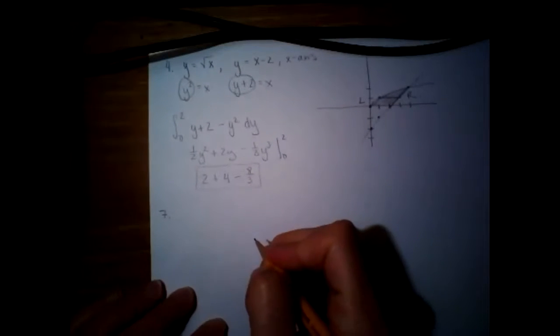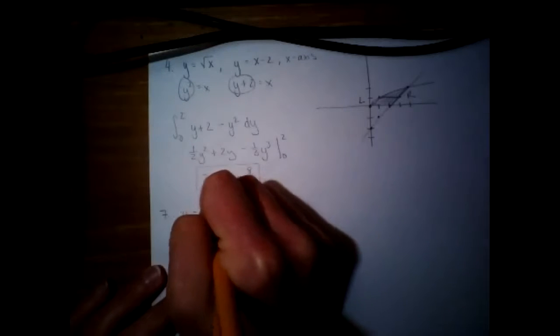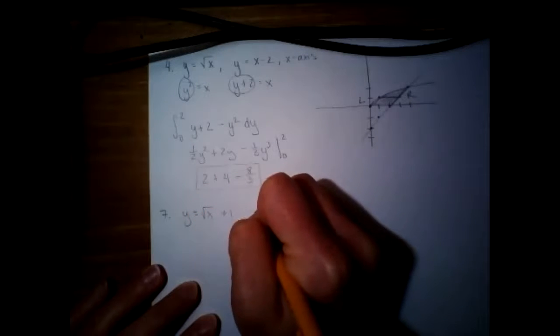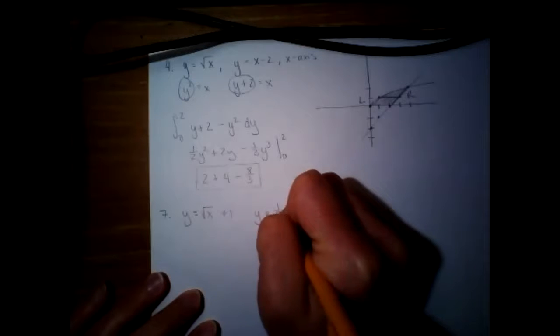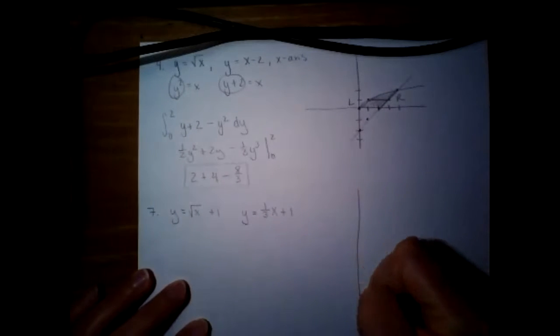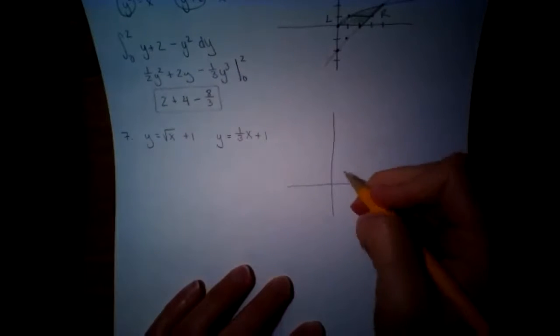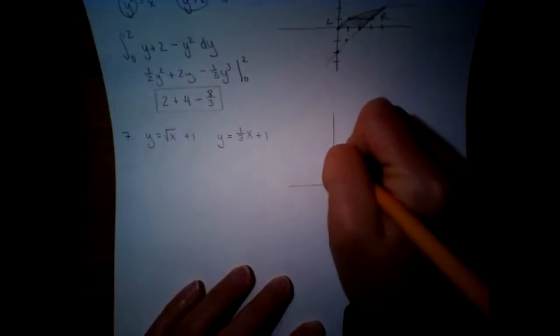All right, so find the volume of the solid whose base is bounded by the graphs of y equals square root of x plus 1, and y equals x over 3 plus 1, which is 1/3 x plus 1. So let's go ahead and graph that. And when we graph this, this is just the base of this 3-dimensional object. You have to envision your cross sections popping up out of the paper at you.